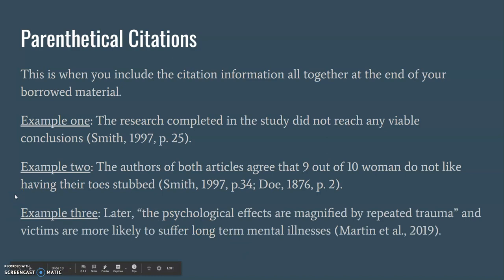Another example is: later, the psychological effects are magnified by repeated trauma and victims are more likely to suffer long-term mental illness, Martin et al., 2019. So this is an example where you have more than 3 authors in the reference, and you're allowed to use this phrase called et al. to indicate that there is Martin and more. And that's what you put in your in-text citation, and then you do comma, date.